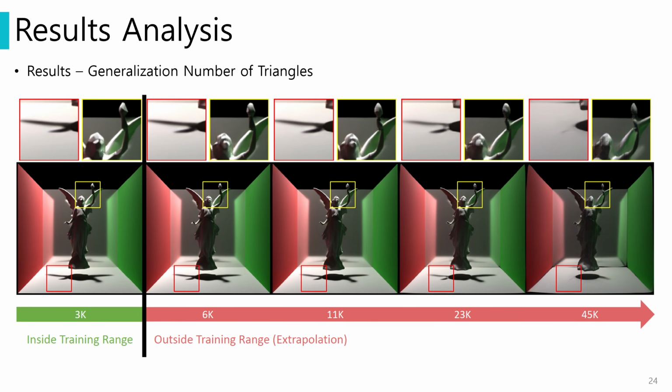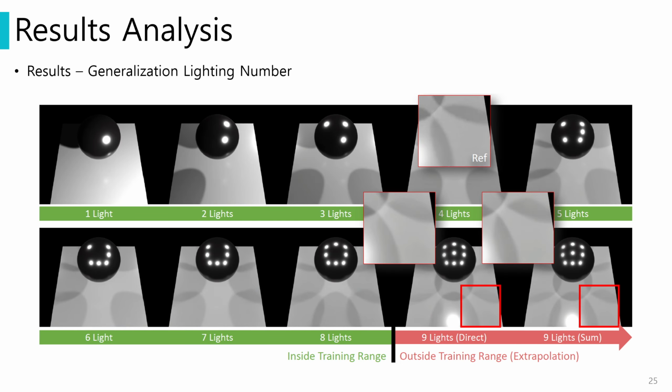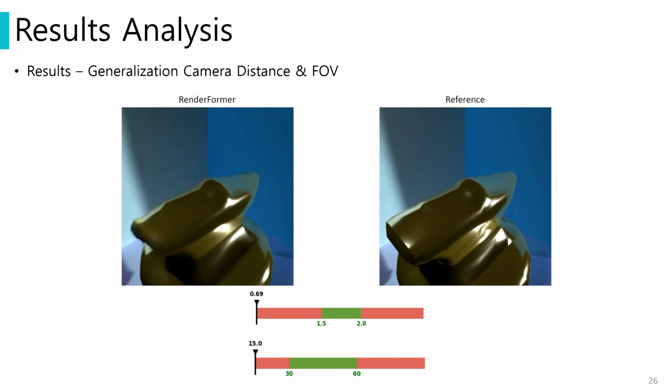The model was trained on scenes with up to 4,000 triangles. As you can see, when we extrapolate to meshes with far more triangles, RenderFormer fails gracefully, preserving the overall lighting while losing some fine-grained shadow details. Similarly, the model handles more lights than it was trained on, up to 8. Beyond that, it starts missing highlights, so the authors show this can be fixed by rendering each light separately and summing the results.